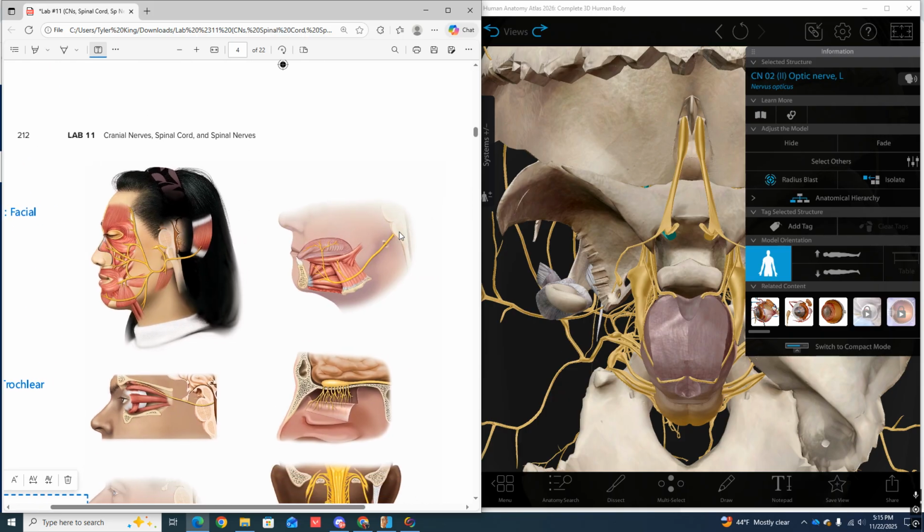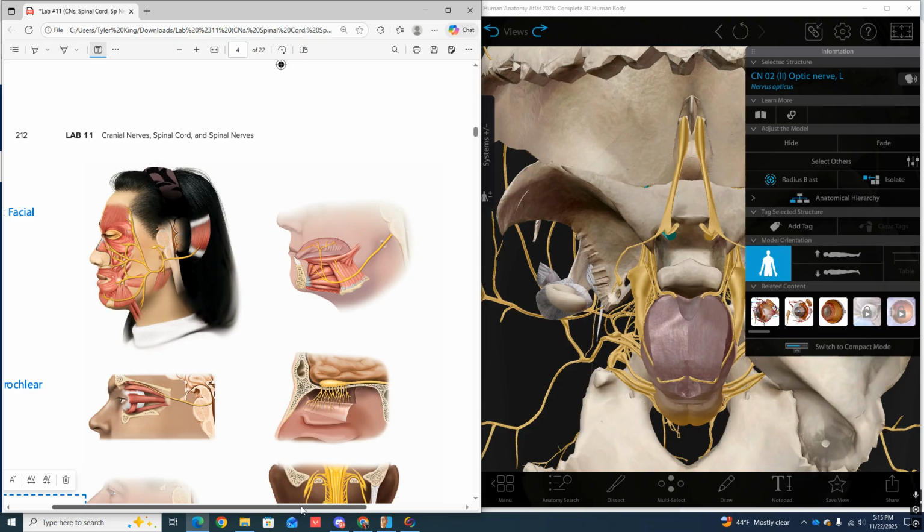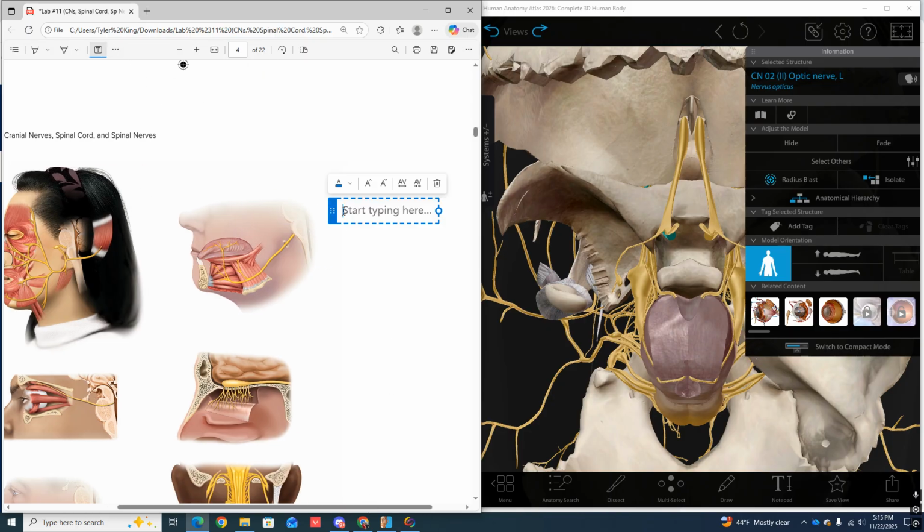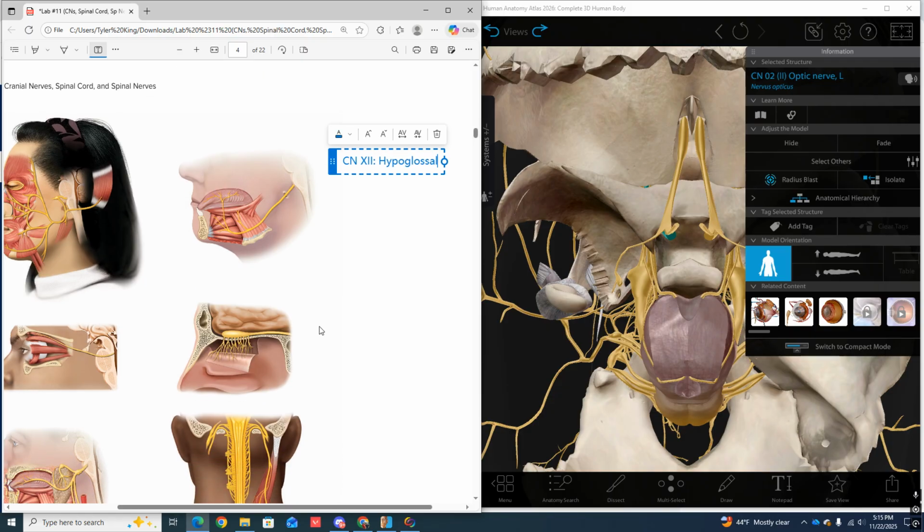This one comes off of brainstem, goes only to the muscles that are underneath the tongue here, okay? Remember, if it's underneath the tongue, hypoglossal, all right? So number CN XII, hypoglossal nerve, all right?